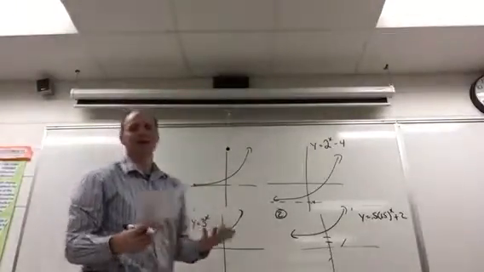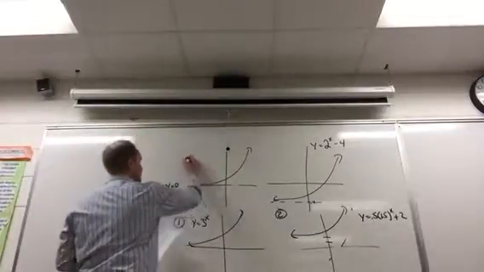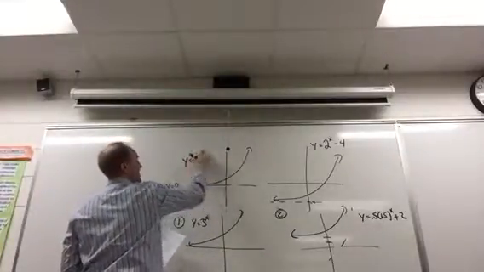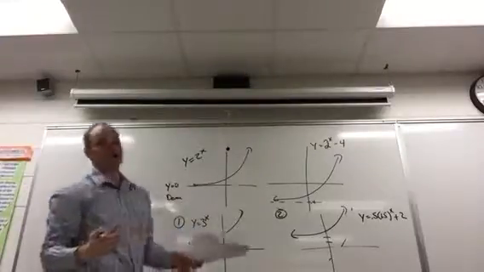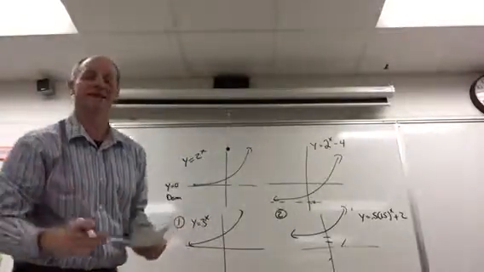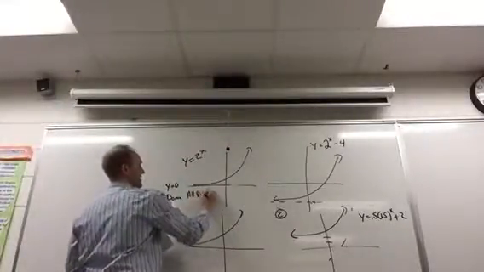Remember, the domain are your x values. You could put any x value you want into this equation. So this is y equals 2 to the x. I could put any value I wanted for x. So for the domain, and that's for all exponential functions, your domain is going to be all reals.